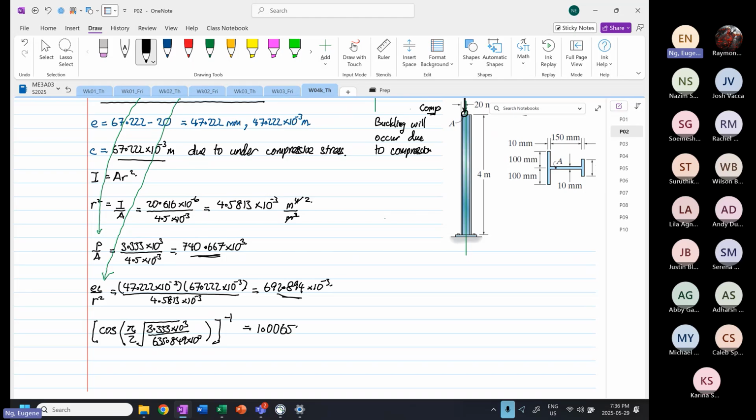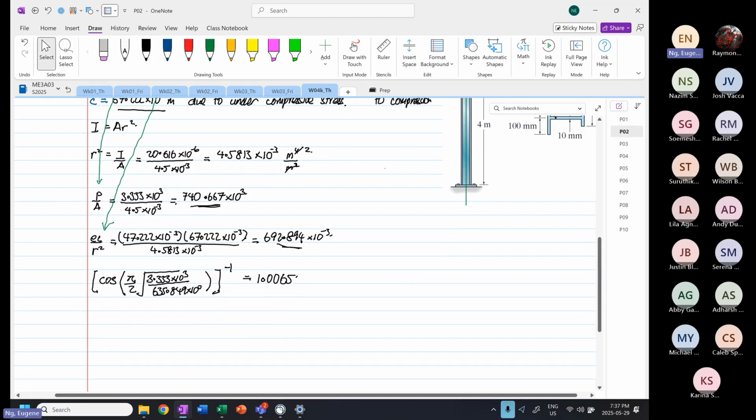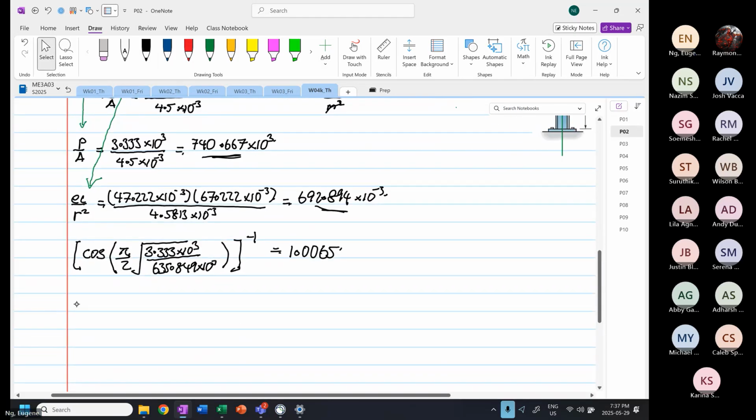So shift pi divided by 2 times by square root bracket 3.333 power 3 divided by 635.849 power 3, one bracket close. I need to check my brackets at my end. I need to have two brackets. Okay, it's 1.0065.